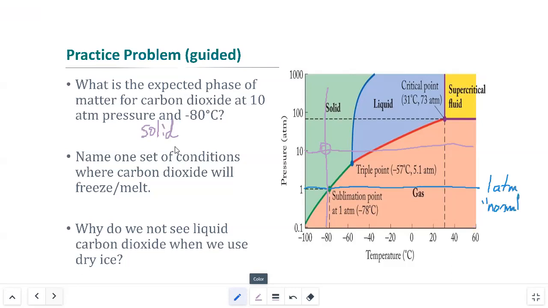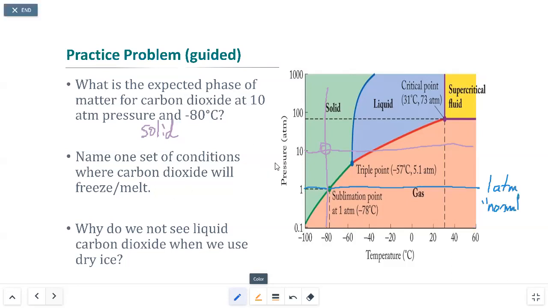Name one set of conditions where carbon dioxide will freeze or melt. Well, again, I could choose anywhere on this blue bold line here, because that blue bold line represents the phase change between liquid and solid, which would be either freezing if I was going toward solid, or melting if I was going toward liquid.